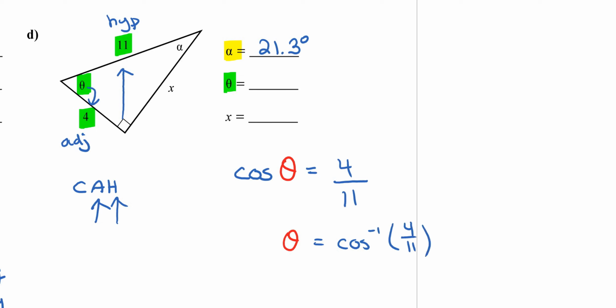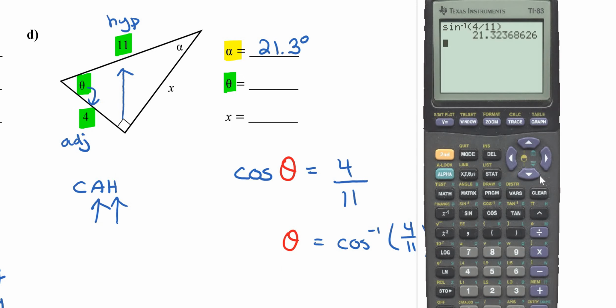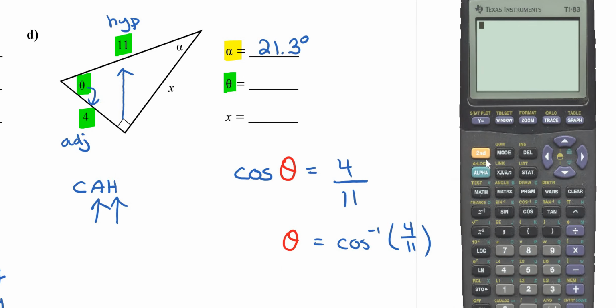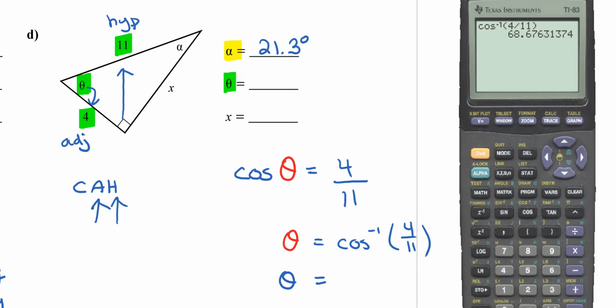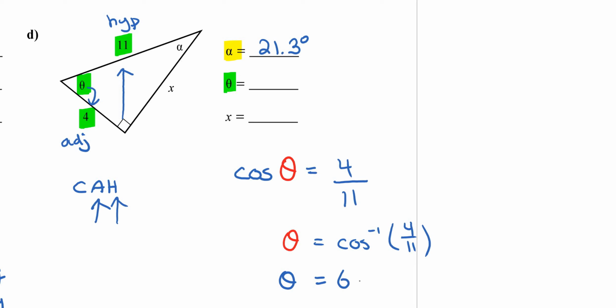And then from here, you just go to your calculator one more time. So let me clear this. I would hit second cos to activate the inverse function, and then I would input 4 divided by 11. And if I do that, I get 68.67. So rounded to one decimal place, once again, it's going to be 68.7 degrees here. So this would be 68.7 degrees, and that's it for angle theta.